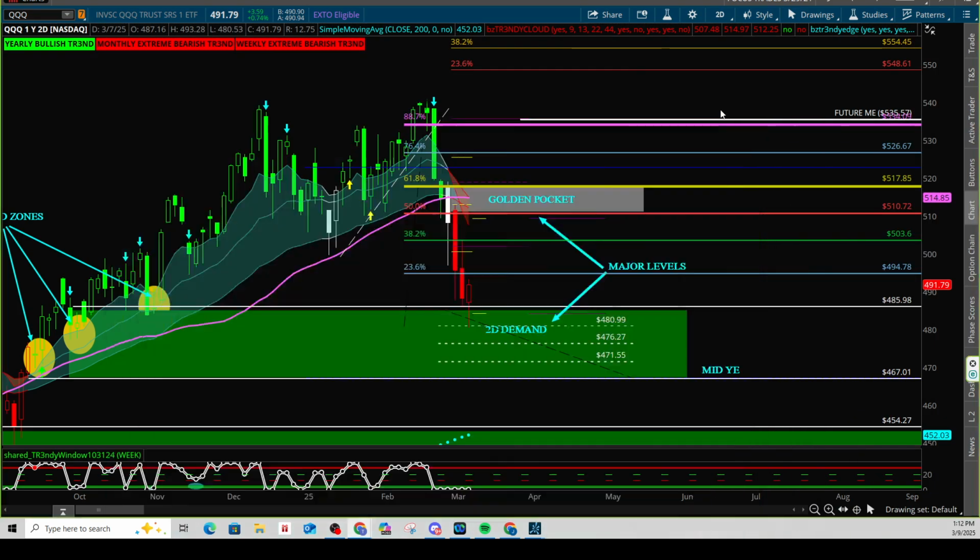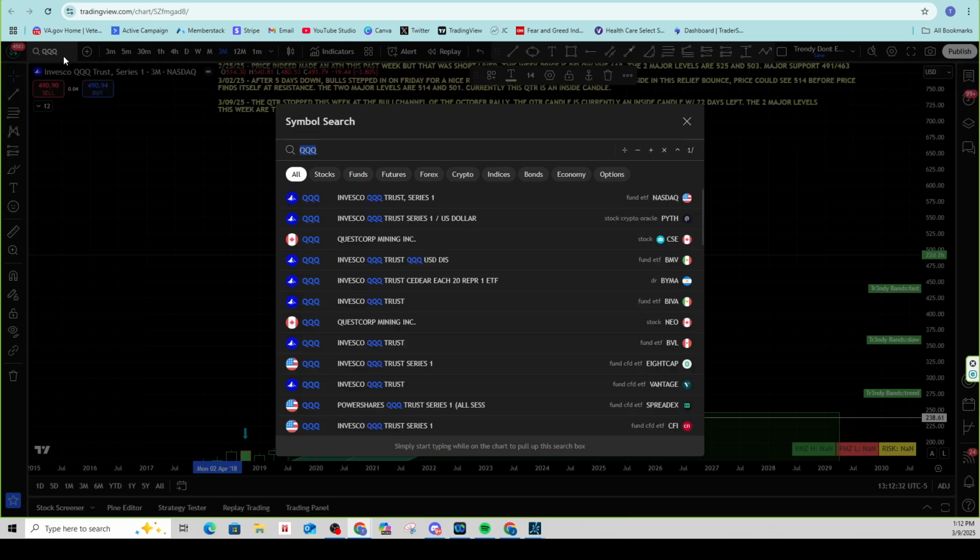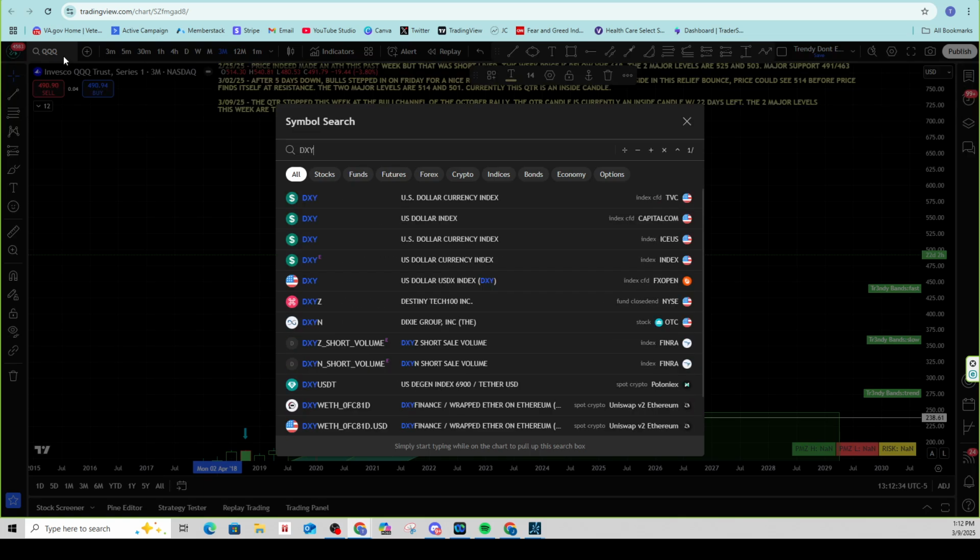Let's go ahead and get back to TradingView. The next thing that I'll be looking at is the overall dollar, or the DXY. We're going to simply put DXY here.